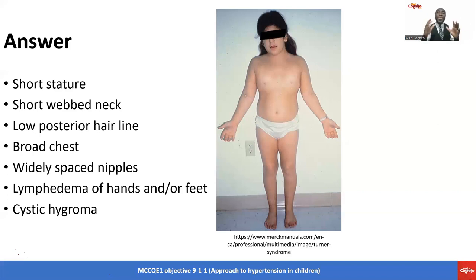Doctors, please, are we all on the same page? Does Dr. Bruni have your permission to move on to the next stage? Can I? Coarctation of the aorta. Okay, good.